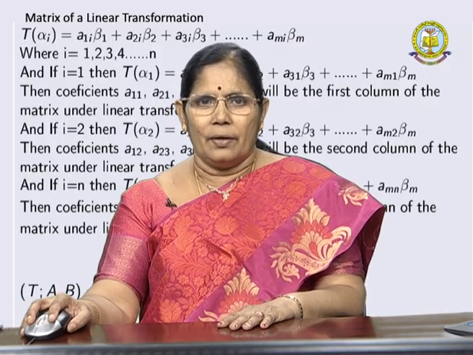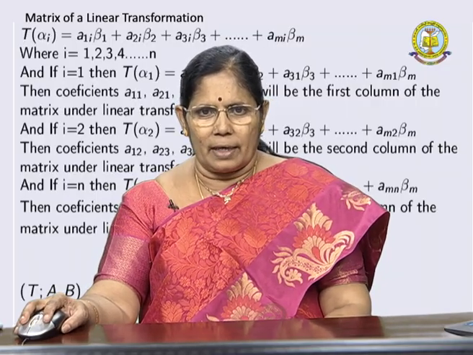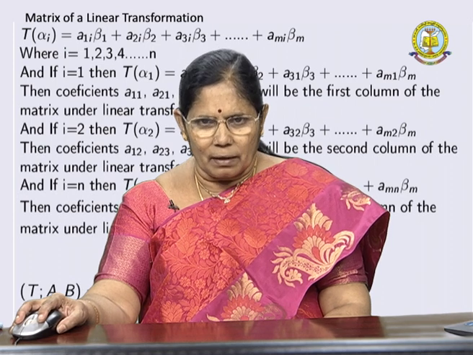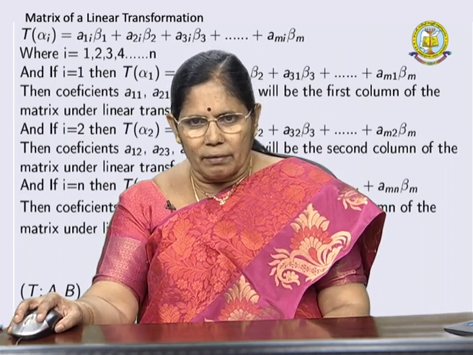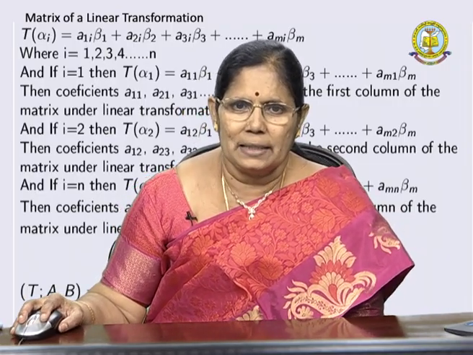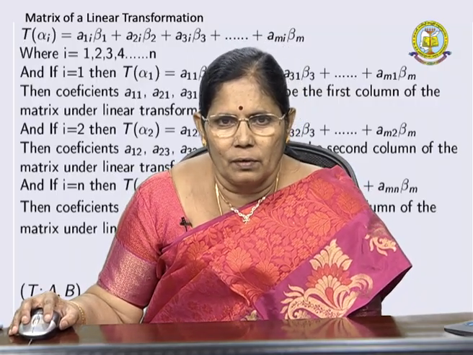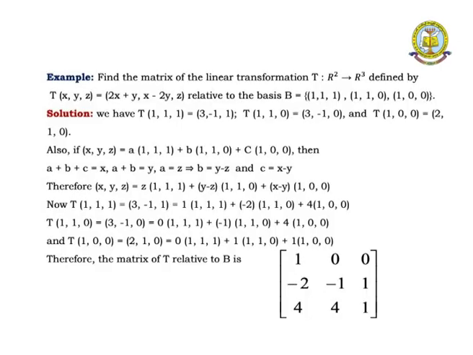Substitute these values, and you will get T of (1, 1, 1) is 1 into (1, 1, 1) plus minus 2 into (1, 1, 0) plus 4 into (1, 0, 0). Similarly, express T of (1, 1, 0) in terms of the basis vectors. Take these coefficients: 1, minus 2, 4 is the first column. For the second vector, 0, minus 1, 4 is the second column, and for the third vector, 0, 1, 1 is the third column.